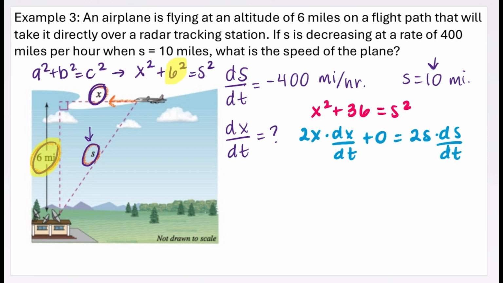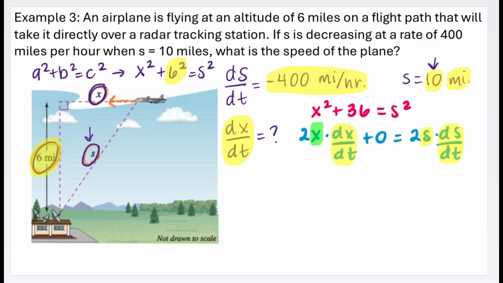So now I can go ahead and plug in everything I know. Now I know that s is 10, and I know that ds/dt is negative 400 miles per hour. Okay, 10 miles actually for the s. I'm trying to find dx/dt. That's my unknown. But that still leaves me with one variable that I need to plug in in order to find dx/dt. Now, I have to figure out what x is going to be when s is 10.